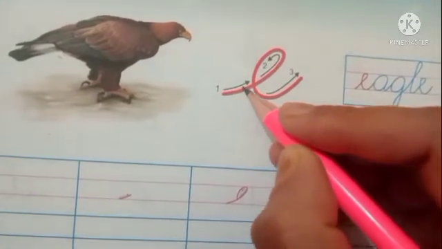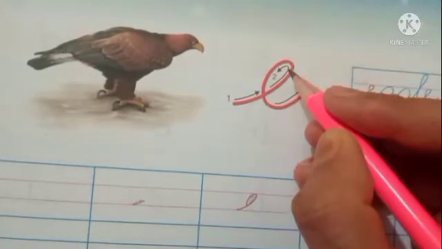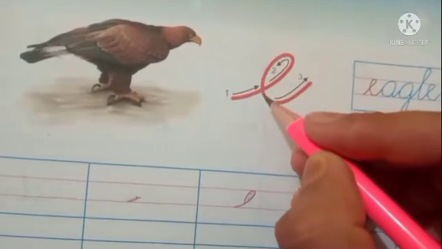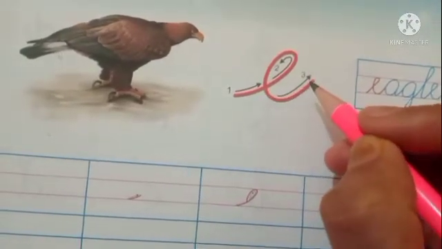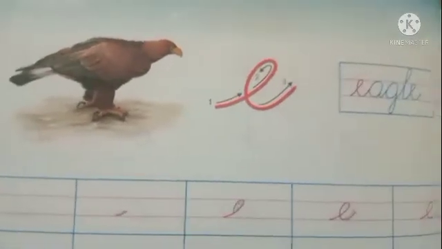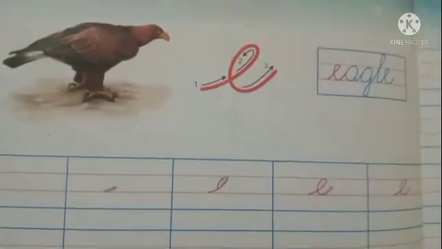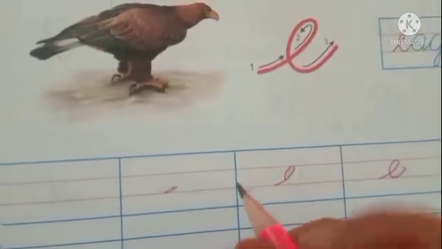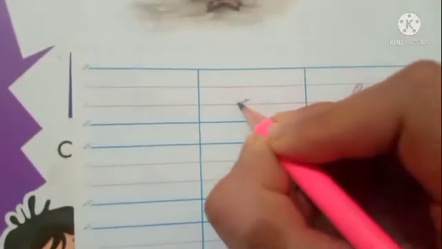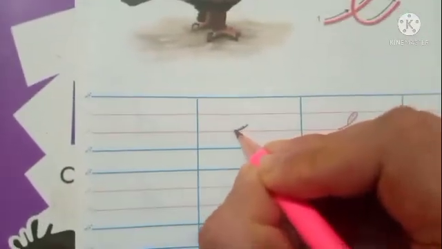First you have to go up, then make a curve, and then come down and go up with the same curve. Children, likewise we have to write cursive small letter E. First a little bit up, then go up, and then make a curve.